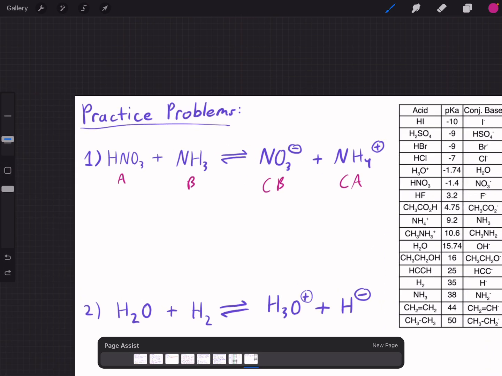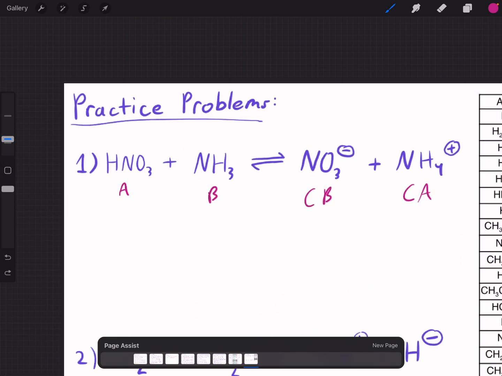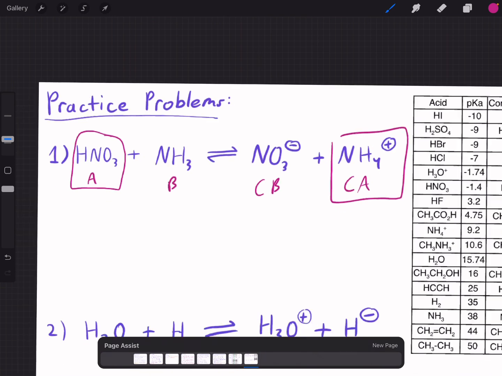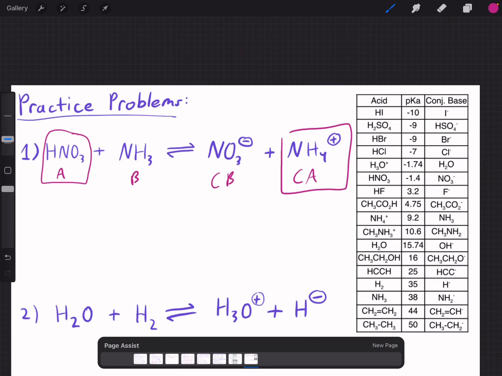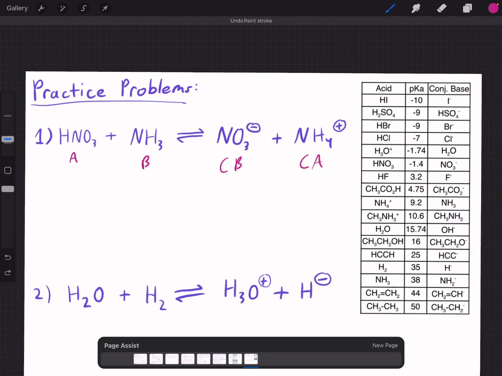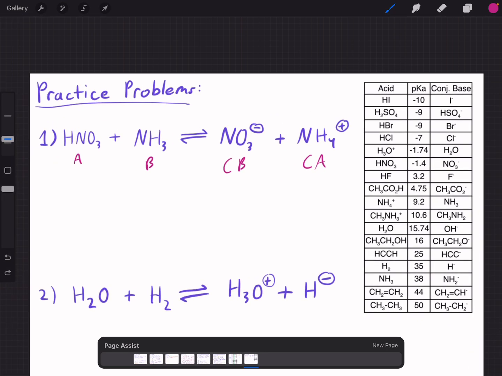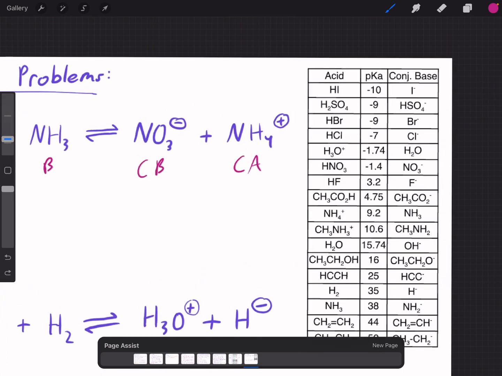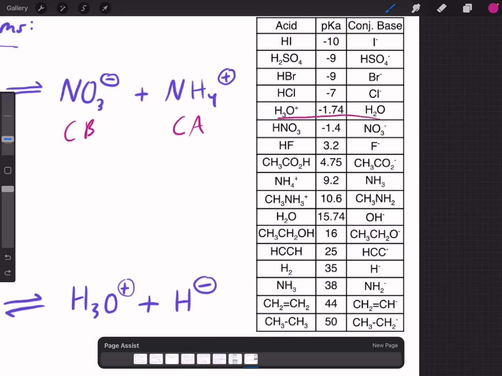Remember, we only look at the acids, so I only care about HNO3 and NH4 plus. These are all I care about right now. I'm just going to look at their pK values, compare them, and use their values to determine if the reaction leans towards the weaker acid side or it's at equilibrium. So let's look at that. We have HNO3. Let's look at the table.